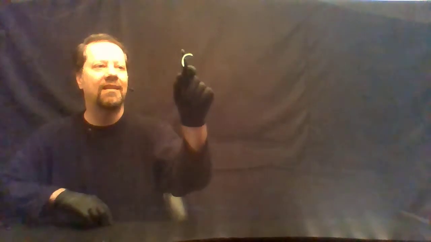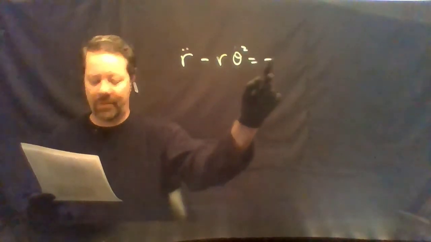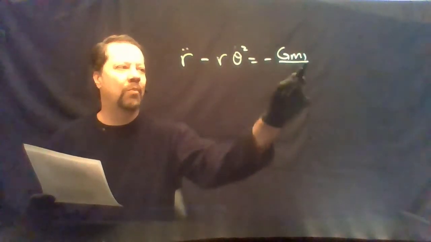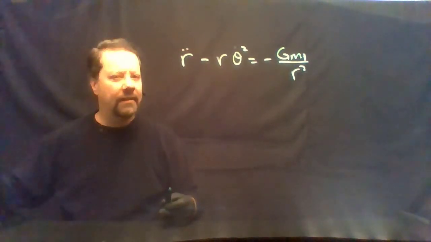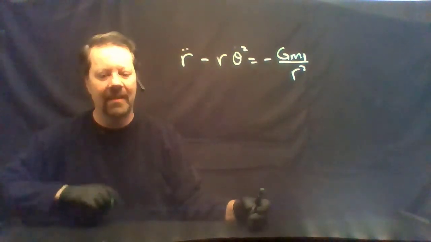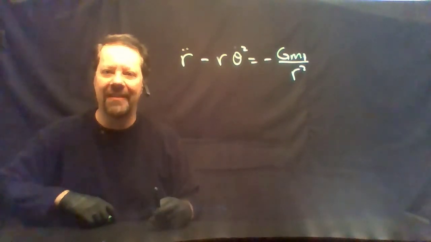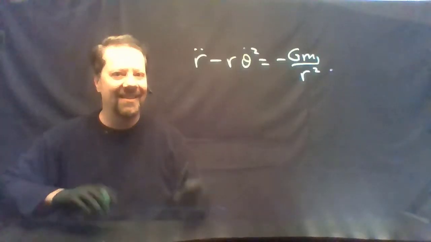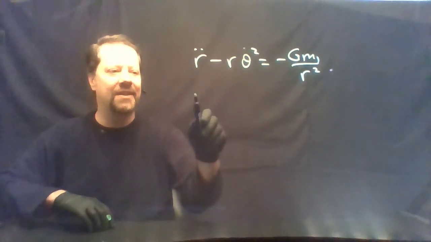Solution of Newton's other law, which was r double dot minus r theta dot squared equals minus G m1 over r squared, will require a little more finagling. We're going to have to do a couple different maneuvers to simplify this and make it easy to solve. The first maneuver we're going to make is kind of a genius idea due to Newton himself.